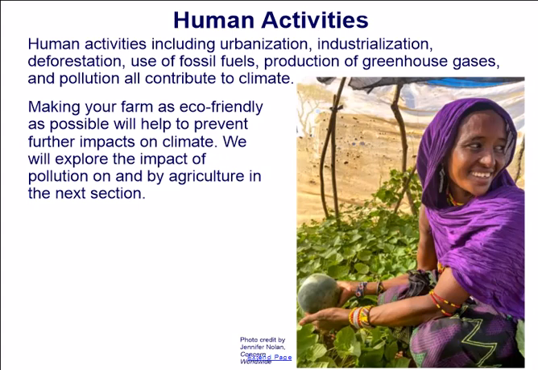Human activities. Human activities including urbanization, industrialization, deforestation, use of fossil fuels, production of greenhouse gases, and pollution all contribute to climate. Making your farm as eco-friendly as possible will help to prevent further impacts on climate. We will explore the impact of pollution on and by agriculture in the next section.